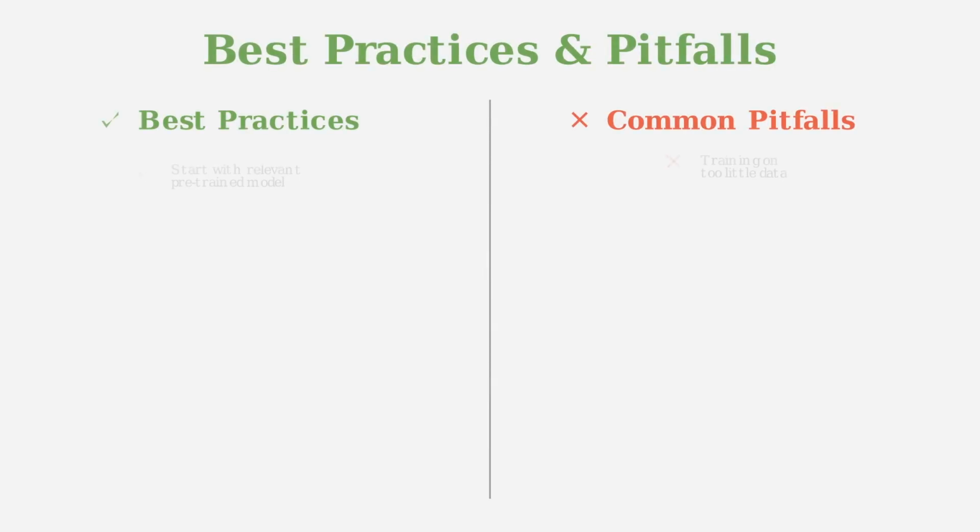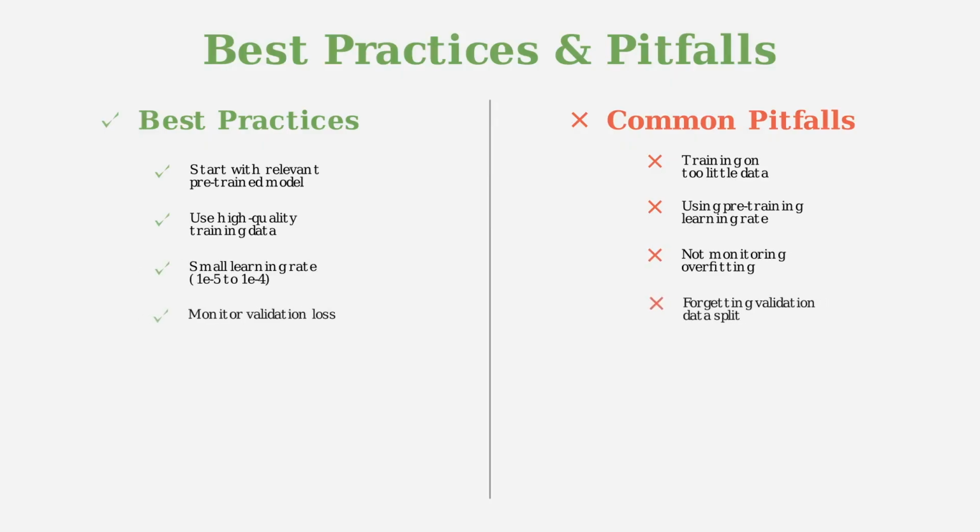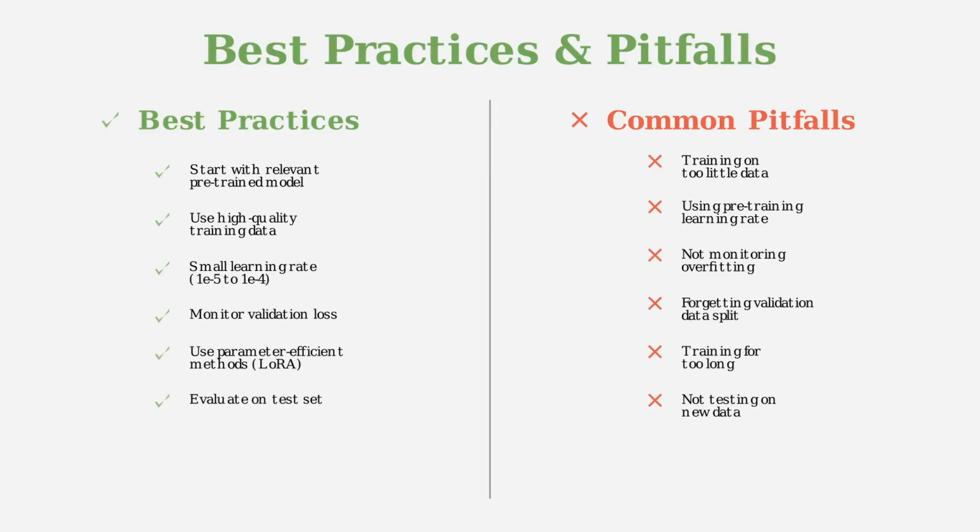Let's discuss best practices for successful fine-tuning. First, start with a good pre-trained model that's relevant to your domain. Second, ensure your training data is high quality, not just large quantity. Third, use appropriate learning rates, typically much smaller than pre-training. Fourth, monitor for overfitting by using validation sets. Fifth, consider parameter-efficient methods like LoRA for resource efficiency. Avoid common pitfalls like using too little data, training for too long, or forgetting to evaluate on held-out test sets.